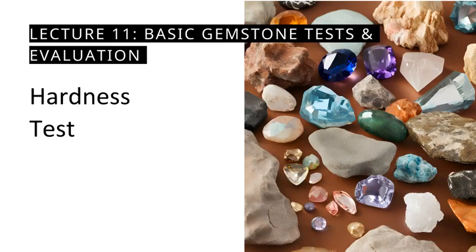Hardness test assesses a gemstone's resistance to scratching. Using the Mohs scale, which ranks minerals from 1, softest, to 10, hardest, gemologists can determine a gem's relative hardness. Helps distinguish between gemstones and their imitations, as genuine gems often have characteristic hardness values.